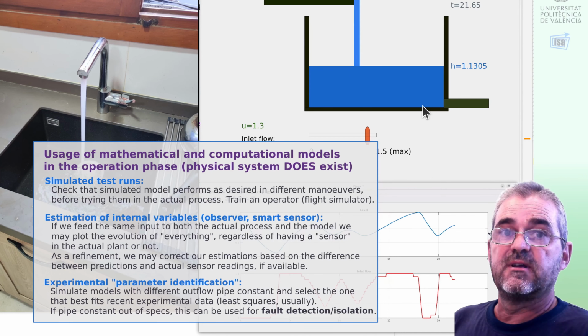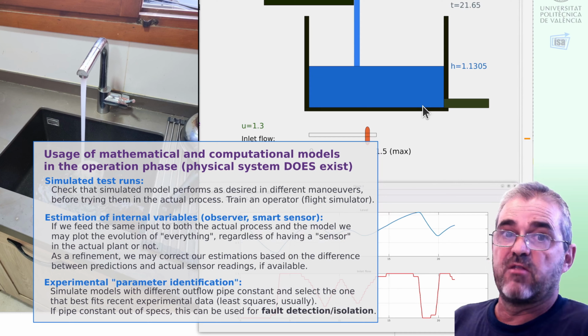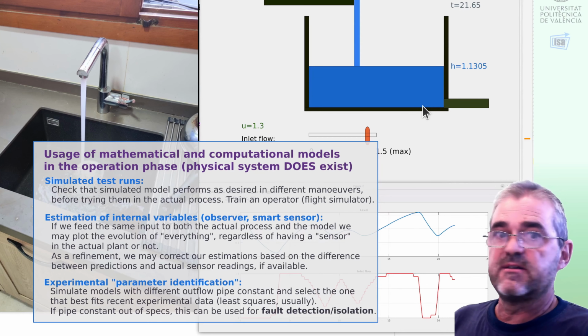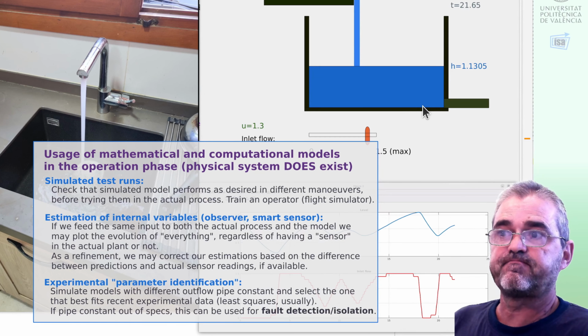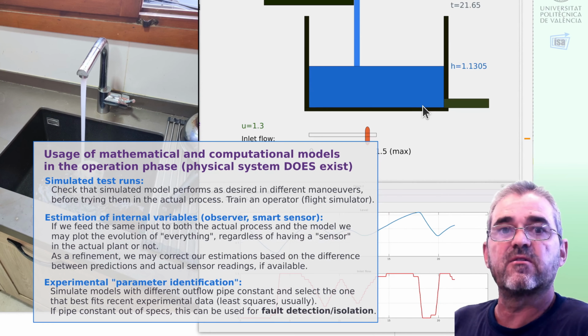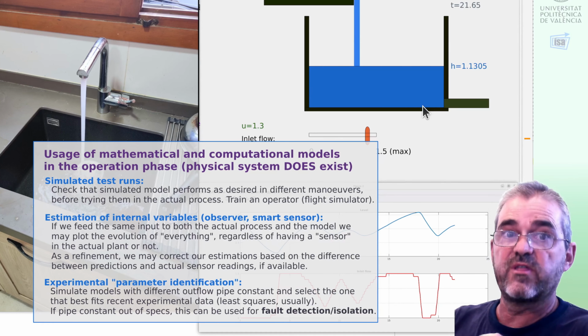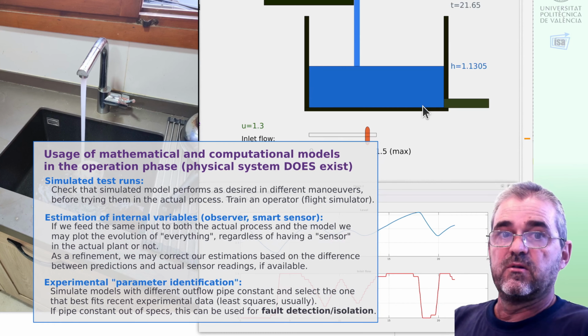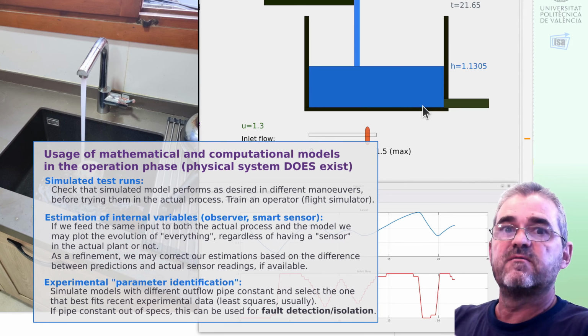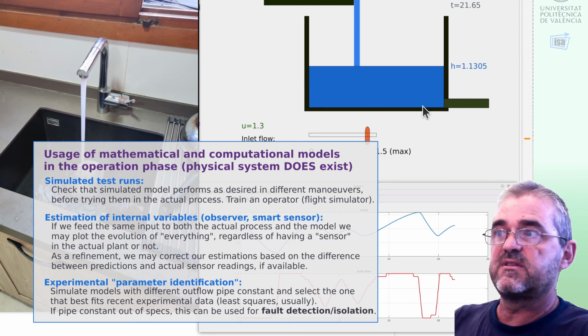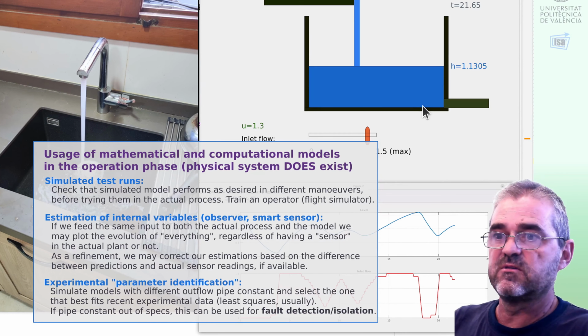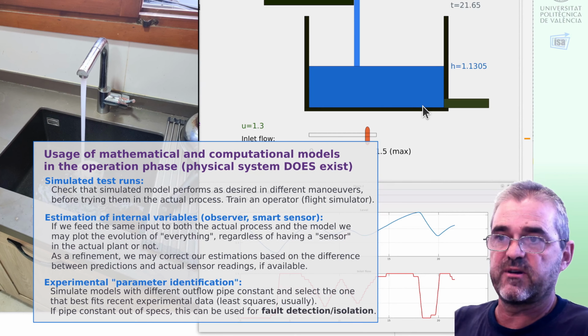That's called an observer, and there is a whole theory on how to build them in order to be the most accurate possible. But of course, we are in an introductory video, and we are just posing the things that we can do with those models. Good, so we can estimate variables we do not have a sensor for with these models and the observer software.